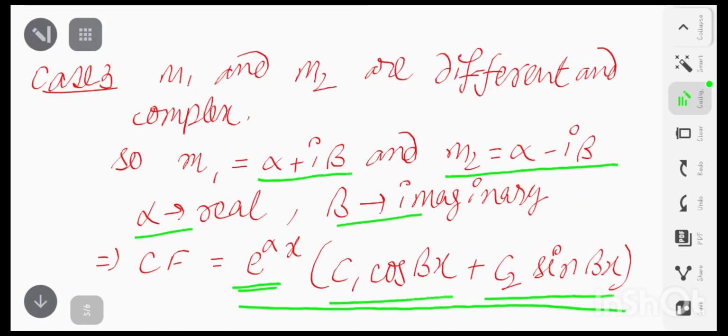We can evaluate those values by using proper conditions given in the question. Okay, so this is the process to calculate the complementary function of a second order homogeneous differential equation. I hope you understood all those processes. Further we will take examples and learn how to calculate those equations properly.